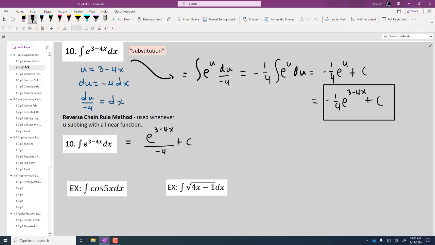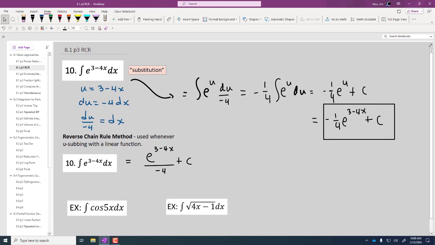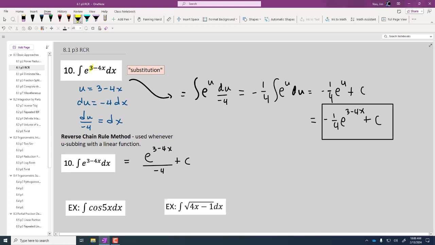That is not an efficient way to integrate when you have a linear substitution. So again, reverse chain rule is for when you have a linear substitution. All you do is divide by the derivative of the exponent. With the chain rule, if you were taking the derivative, you would multiply by the derivative of the exponent. So we call it reverse chain rule. Or I call it reverse chain rule.